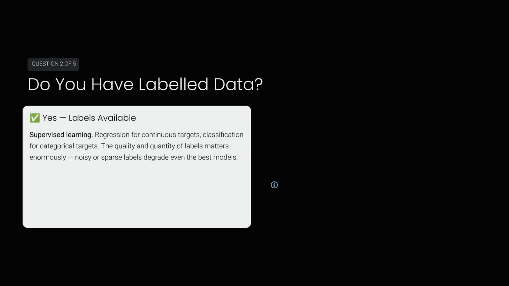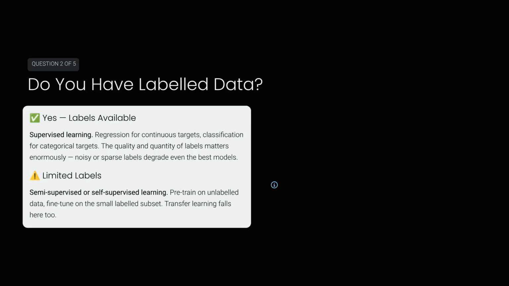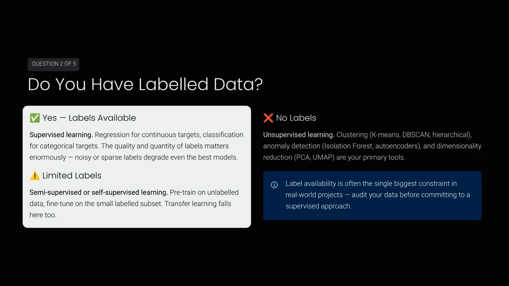Question 2, do you have labeled data? If yes, consider supervised learning. If labels are limited, semi-supervised or self-supervised learning might be an option. If you have no labels, unsupervised learning is the path.